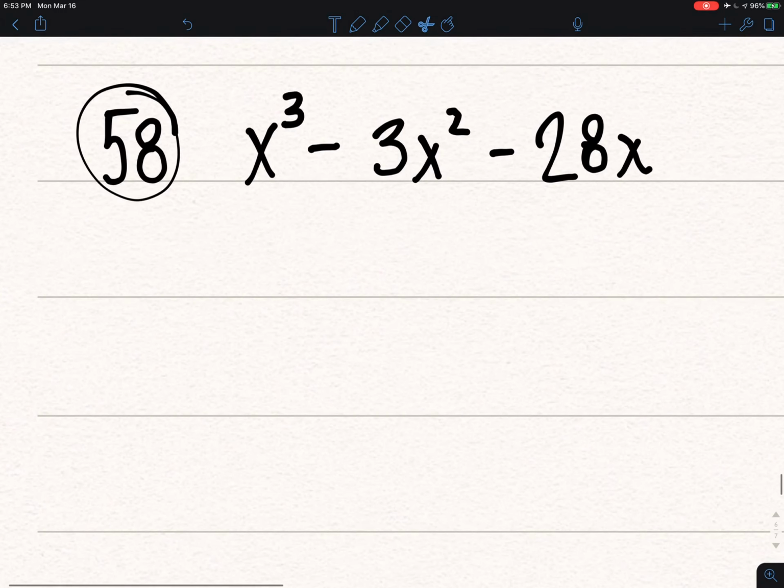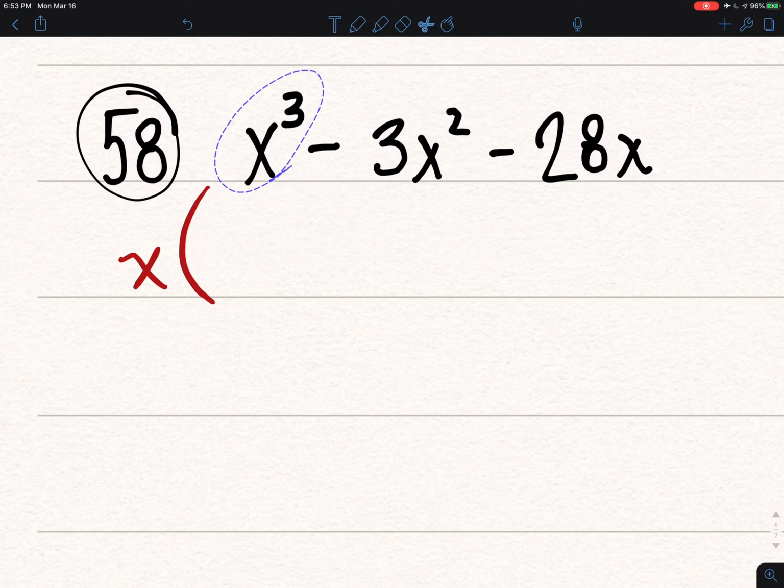All right, let's go to number 58. Do I have a GCF for all three terms? And yes, it looks like I do. Looks like I've got an x that's common to all three terms. So let's divide the x out. If you take x cubed and divide x, you're going to get an x squared. If you take a negative 3x squared and divide x, you're going to get a negative 3x.